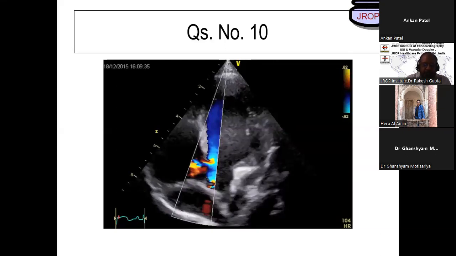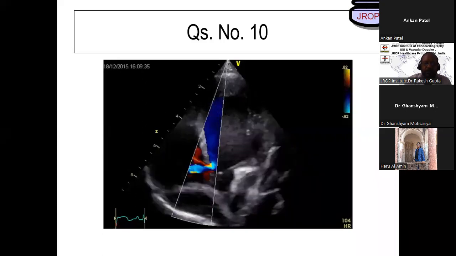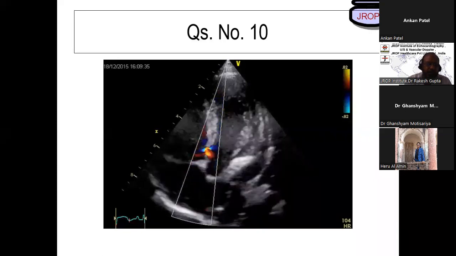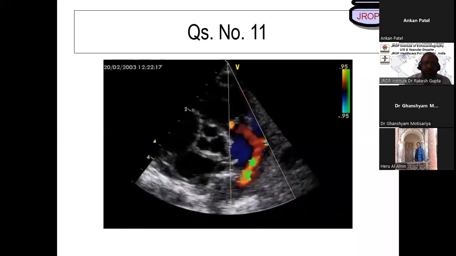Sirisha, are you there? Sir, it can be doubly committed VSD. No, it cannot be doubly committed VSD because doubly committed VSD is always associated with aortic regurgitation. And we couldn't see any aortic regurgitation in this patient. Right. Sirisha, are you ready? Here the question comes for you.